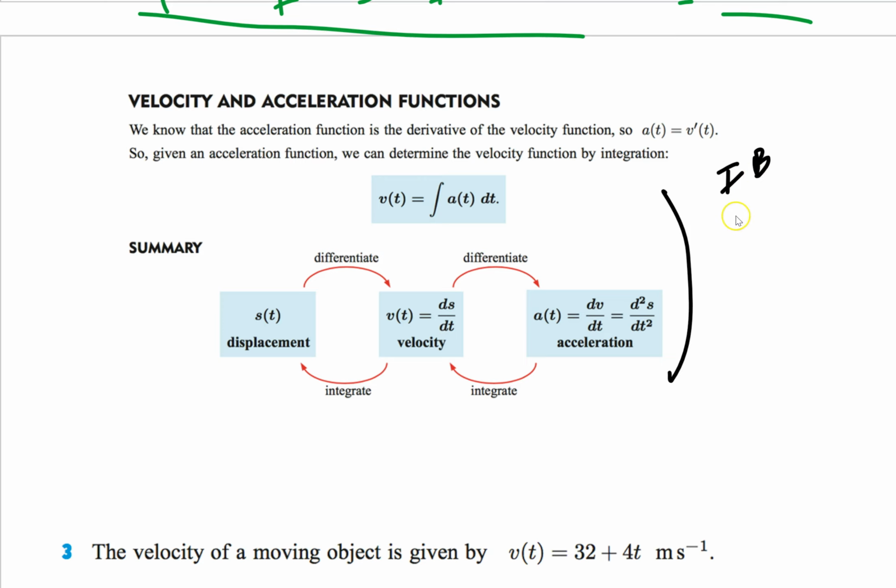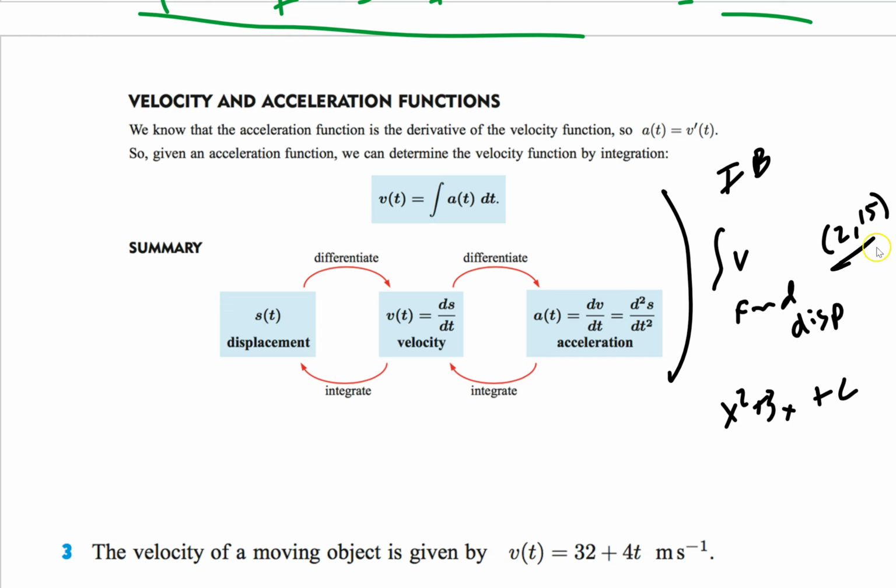So they're going to give you, let's say, velocity, and they're going to say, find displacement. So you can integrate it, right? What happens when you integrate it? You're going to get something like x squared plus 3x plus c, because they're not going to give you limits. You've got to remember, it's an indefinite integral, so you have to put plus c. And they're going to tell you the displacement at 2 seconds is like 15. So remember what we do with that? We use it to find c.